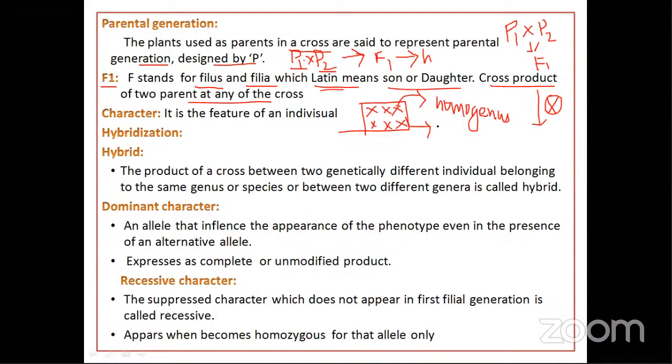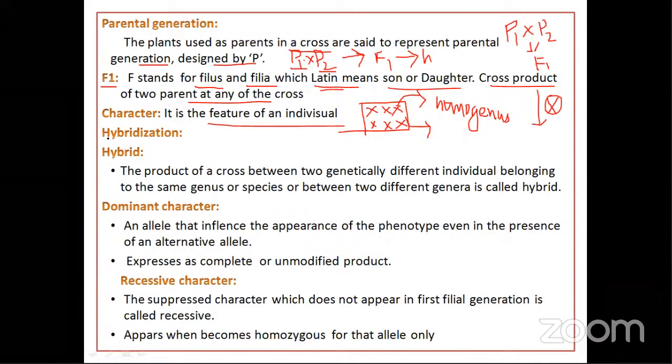Yes ma'am. Okay, so next is the character. What is a character? It is the morphological feature of the individual. A character can be morphological, anatomical, biochemical, behavioral, any feature of the organism which can be quantified. Like seed shape, cotyledon color, plant height, or anything which we can observe, either morphologically or biochemically, that will be called a character.